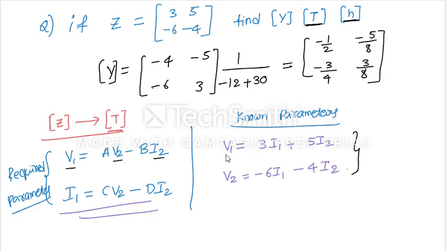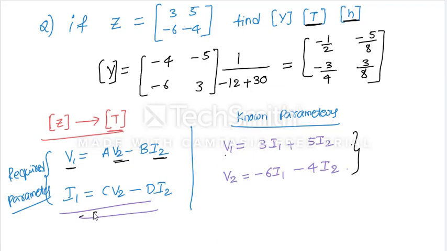Check it now. V1 is there, V2 is not there, so move to the second equation. And V2 is there, V1 is not there. So V1, V2, I2 are not all in these equations. Fine, leave it. Then leave the first equation.